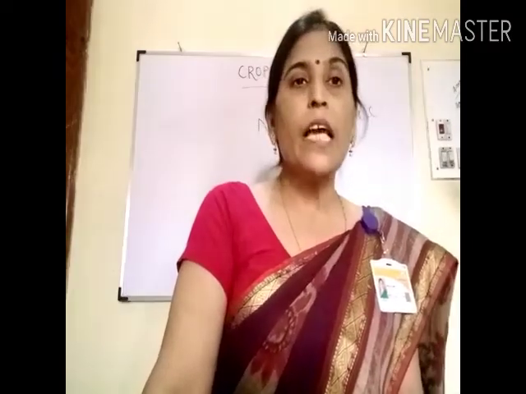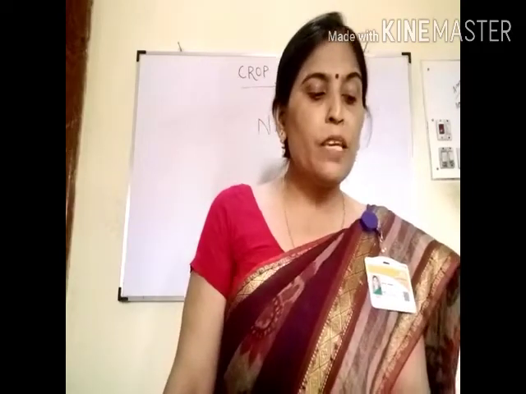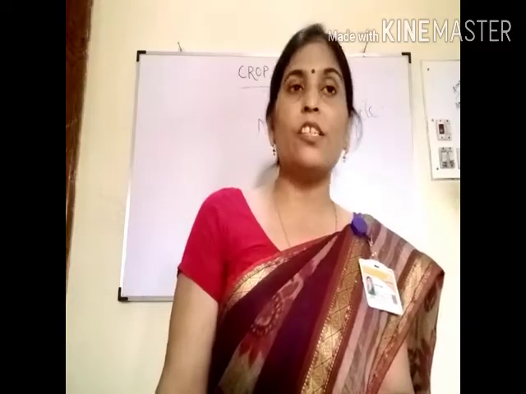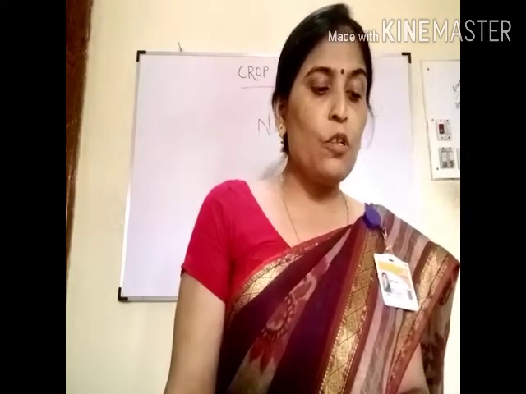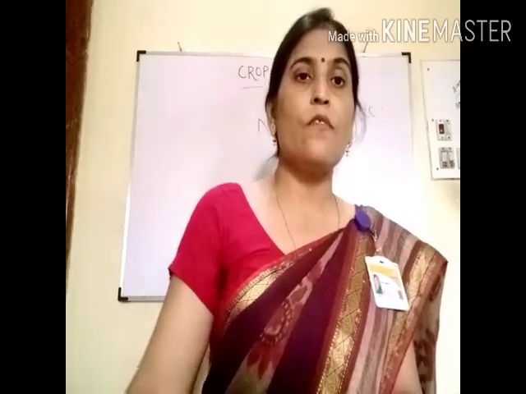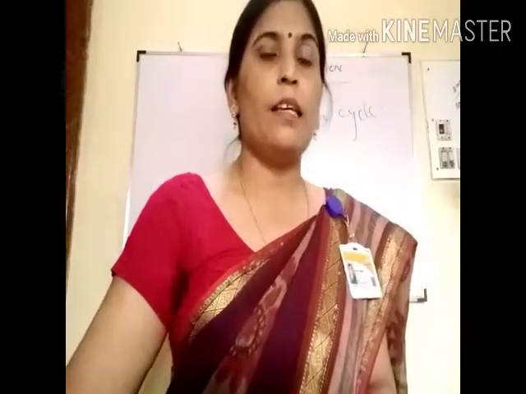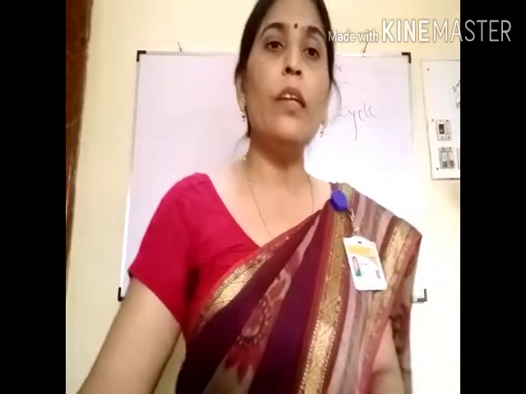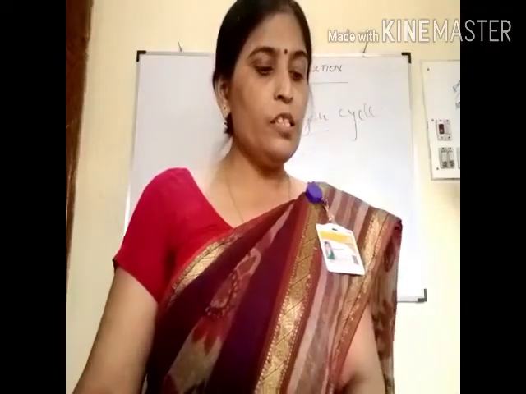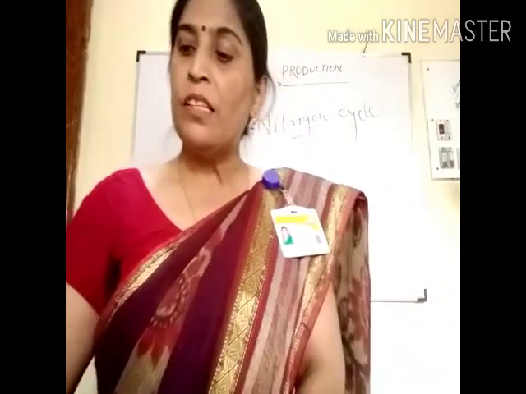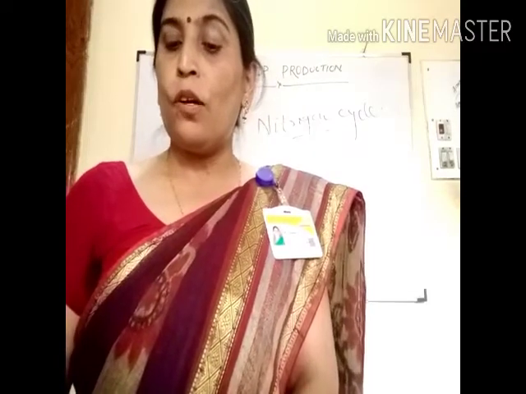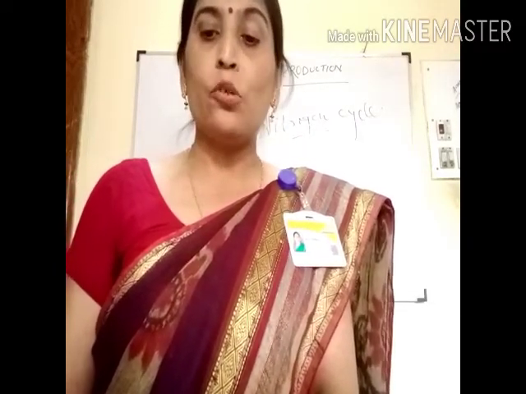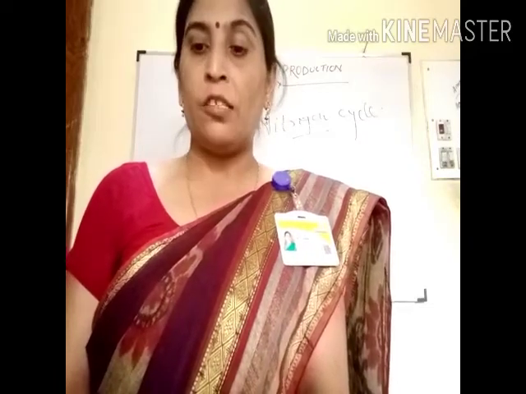So the cyclic process of nitrogen being fixed, used by the plants and animals, and later returned to the atmosphere, that is referred to as the nitrogen cycle. Now this nitrogen cycle has the following steps. First is nitrogen fixation. Nitrogen fixation means that atmospheric nitrogen has to be fixed.